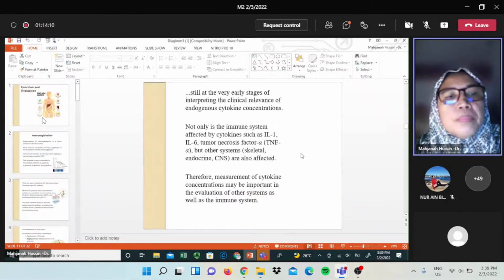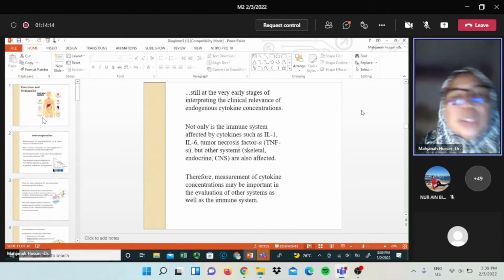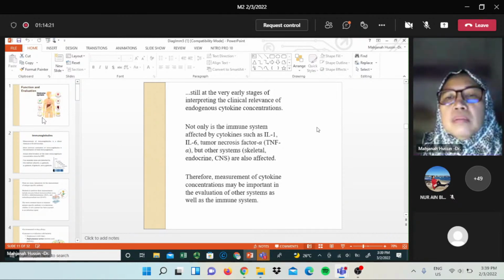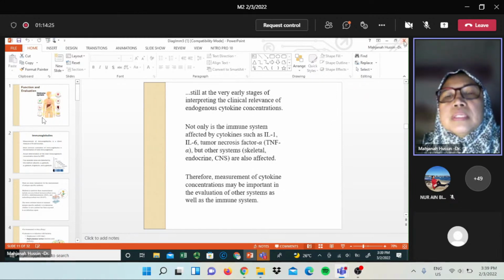So that's our topic for function and evaluation of your immune system cells, and the results when you have disease or when you have recovered from the disease itself.